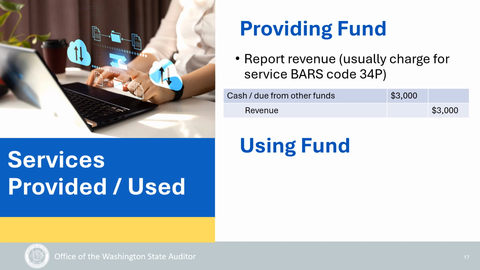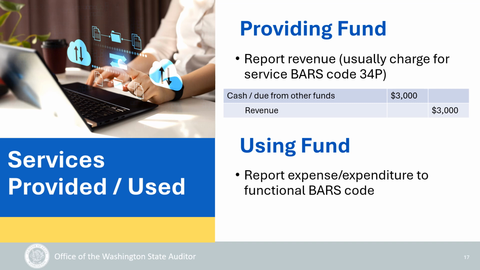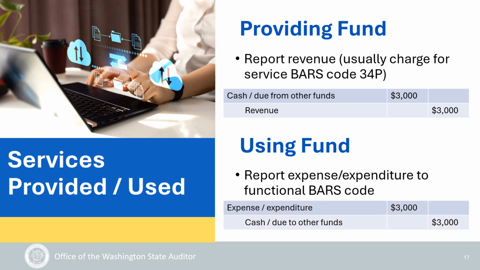The fund that received the services debits an expense or expenditure when they received that service. The fund will just use their normal functional expenditure codes, just like if they had purchased the goods or services from an external vendor. The credit side of the journal entry is cash if they paid cash right away.